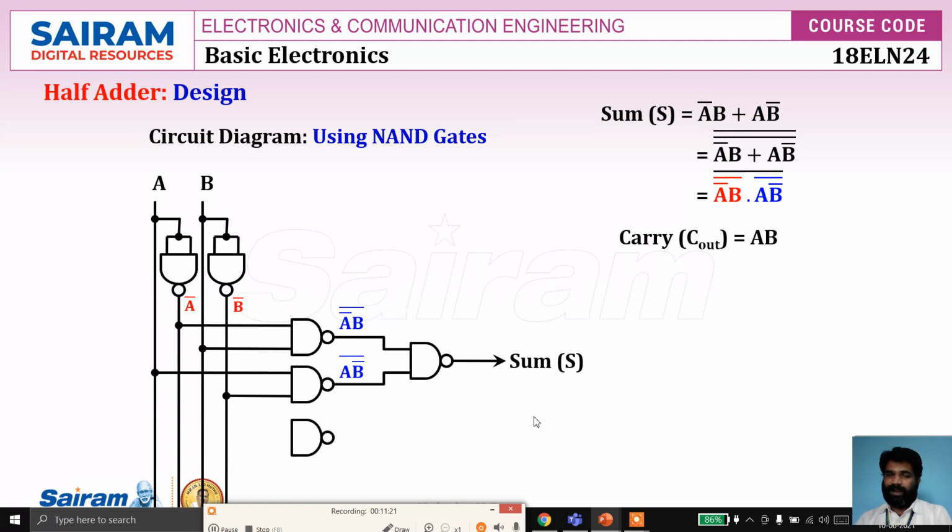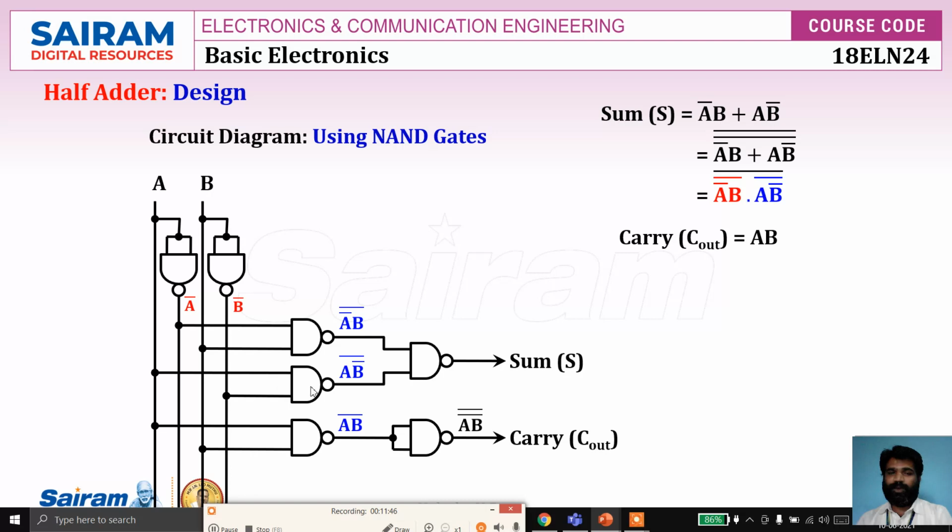And for carry, here A into B. So we use one NAND gate. Inputs are A and B. Draw a line from A and a line from B. This output is (AB) whole bar, but we don't want the whole bar. So to remove this, again we do double complementation. Connect this as input to both inputs of a NAND gate, and then its output is AB double bar, it becomes AB. So that is carry. Clear?